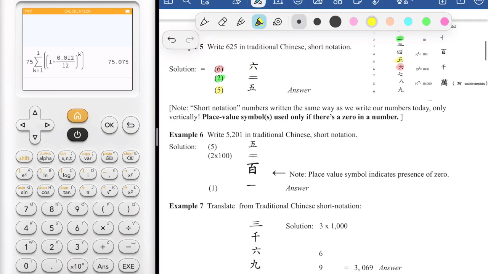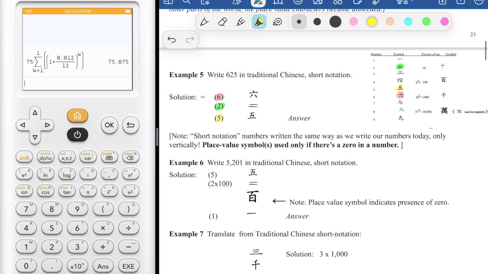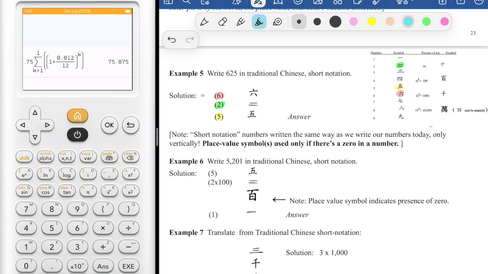All right, same idea for 5,201, except we do need that placeholder. So here I'm looking at the 5. Easy enough on the 5. I'll use the yellow. Then the 2.